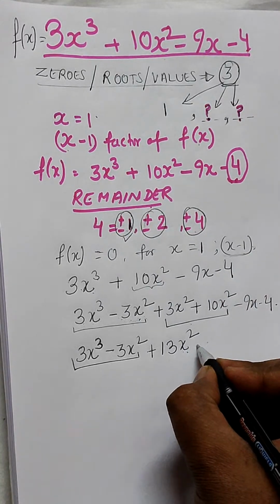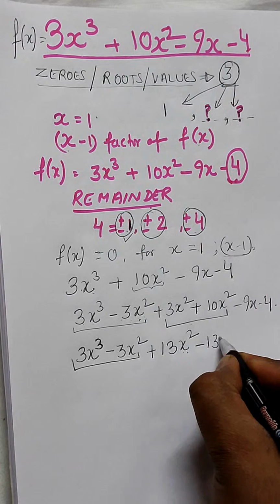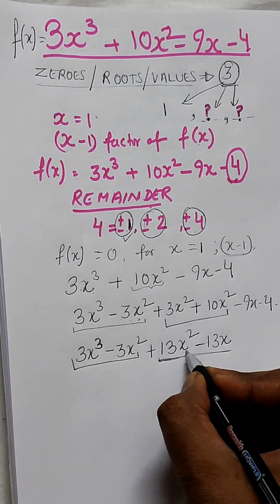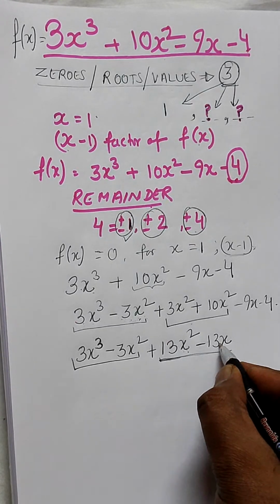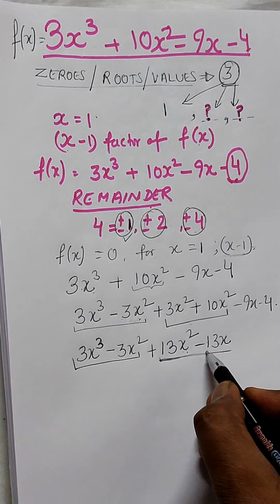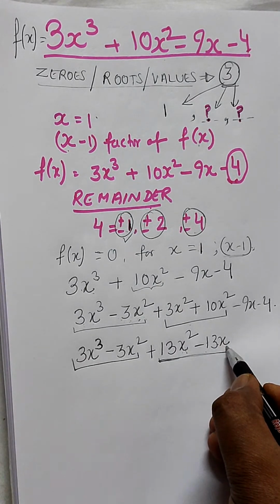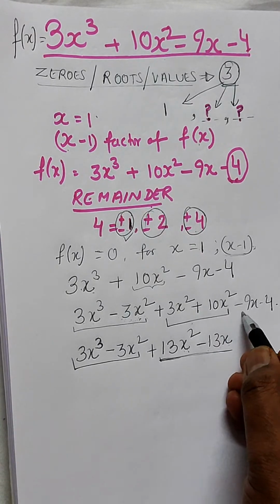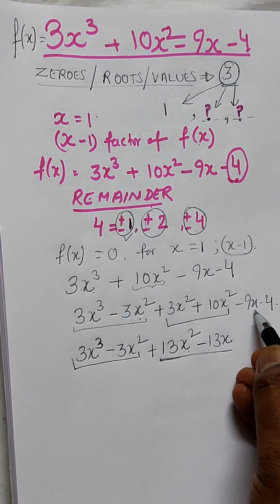So here you will be inserting minus 13x. Why, students? Because when you take 13x common, you are left with x minus 1. This is the remainder theorem. Now, since we have inserted minus 13x on our own, in the previous line you can see only minus 9x was there.